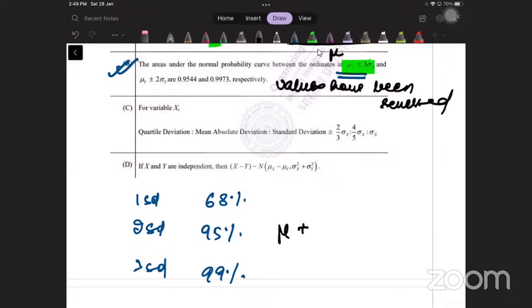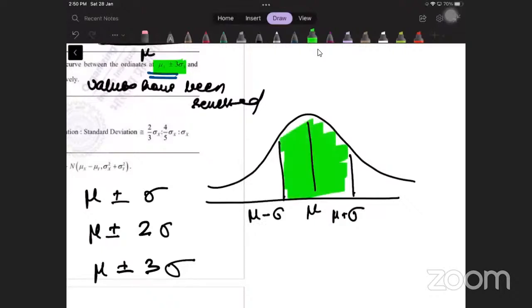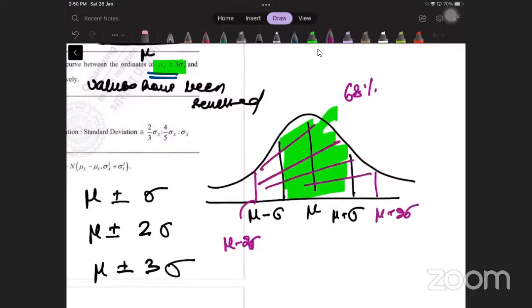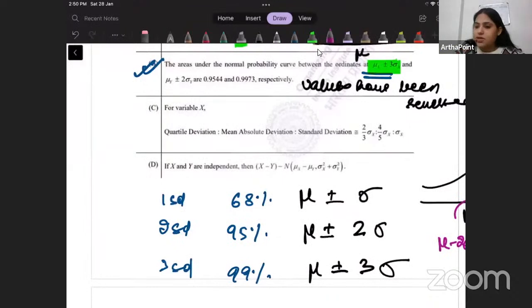This will be mu plus minus 2 standard deviation, mu plus minus 3 standard deviation, mu plus minus standard deviation. इसको यहाँ पर भी दिखा सकते हैं Z में. So if this is mu, then within 1 standard deviation gap, mu minus standard deviation, mu plus standard deviation, this area is 68%. Then if I add mu minus 2 standard deviation, mu plus 2 standard deviation, this area is 95%, and the remaining is 99%. These are the properties, okay?